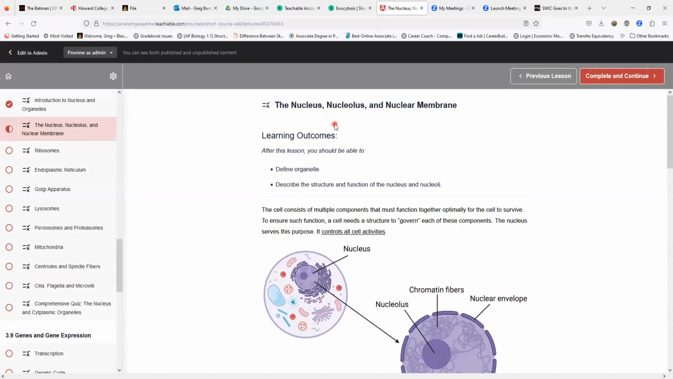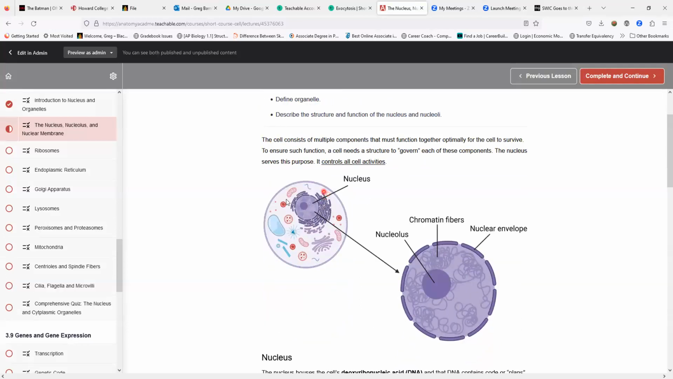The nucleus, nucleolus, and nuclear membrane. So now we're talking about this structure of the cell. Sometimes it's in the center, but there are three things here. There's a nucleus. There's this border with some pores or openings in it, referred to as a nuclear membrane. And then this is the nucleolus.